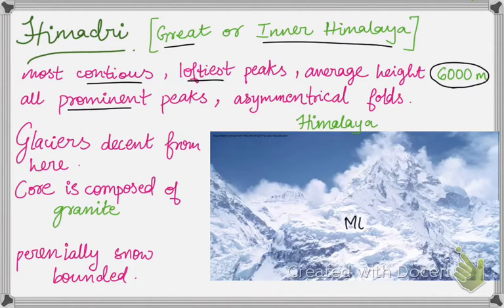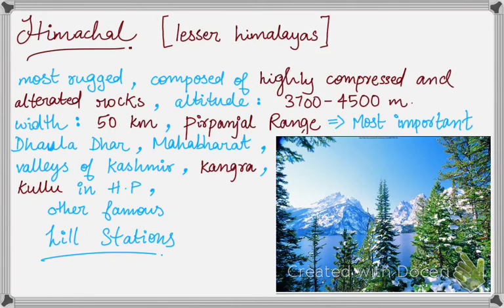The folds in these mountains are very asymmetrical. They have no symmetry in nature, and all the glaciers descend from here, which flow down in the form of perennial rivers. The core of this Himadri is composed of granite, and they are perennially snow-bound all the time of the year. The second classification is Himachal. We call it Lesser Himalayas also.